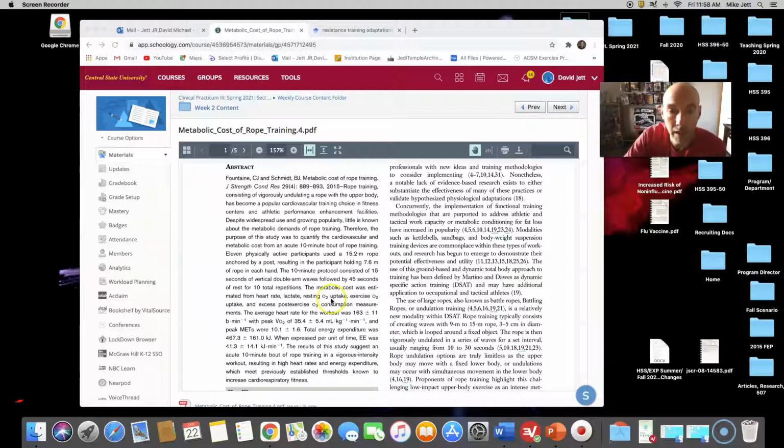Okay. Following that, they're then going to summarize the results. So here it tells you about heart rates, VO2s, energy expenditure, etc., okay? It doesn't interpret the data, it just tells you what the data was that they measured in this study, okay? Then lastly, the last part of the abstract is a summary of the discussion.